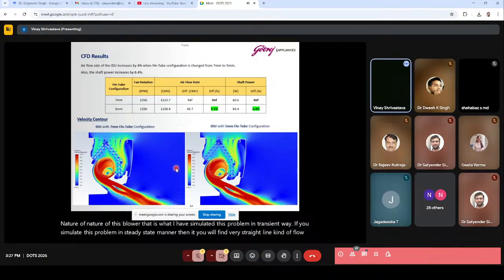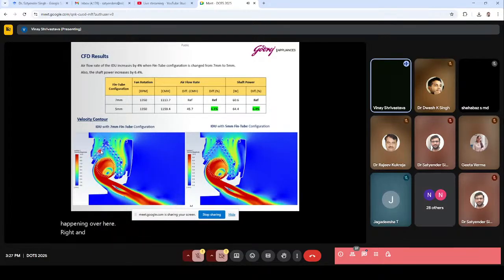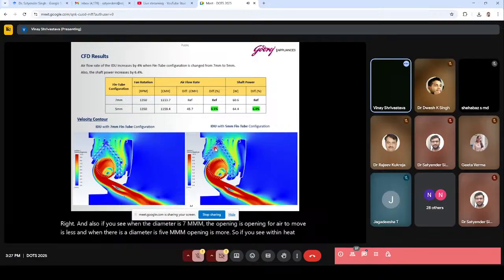over here. Also, when the diameter is 7 mm, the opening for air to move is less, and when the diameter is 5 mm, the opening is more. So within the heat exchanger, the blueness of the color, which denotes the lowest velocity value, is more over here, and here it is a little higher, and that is actually obvious because of the openings. So this is one case.